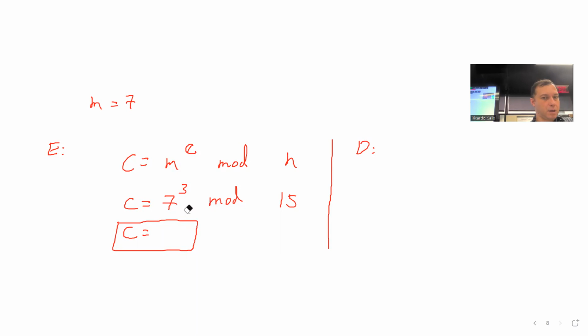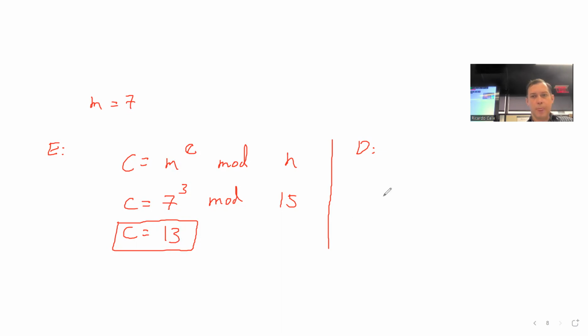Sorry about that. All right, so the answer should be 13, actually. So this is the value that we should get. All right, so C is 13, and that basically 7 becomes 13. So the plain text is 7, the cipher is 13, okay? As I said, we will corroborate this on Thursday in the code.